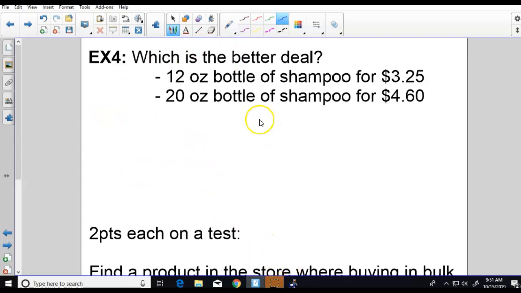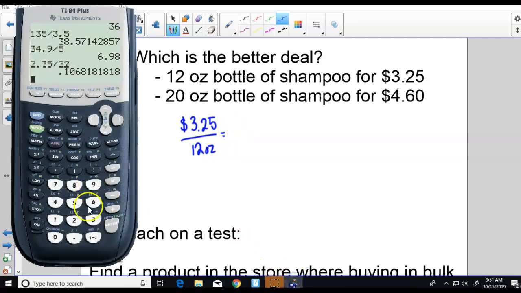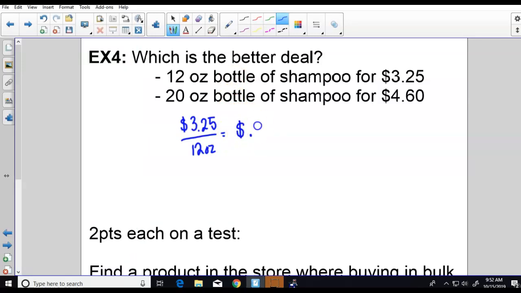So, if we look at the 12-ounce bottle, obviously it's cheaper, but we don't get as much. So we really want to know the unit price to know which one's really the better deal. So we would take $3.25 and divide it by 12 ounces. And $3.25 divided by 12 ounces is 0.271. So that is $0.271 per ounce.